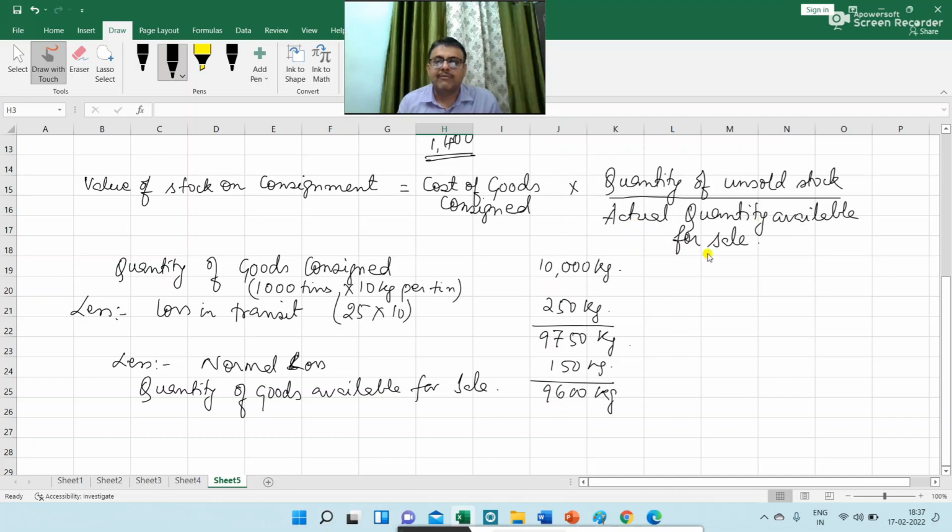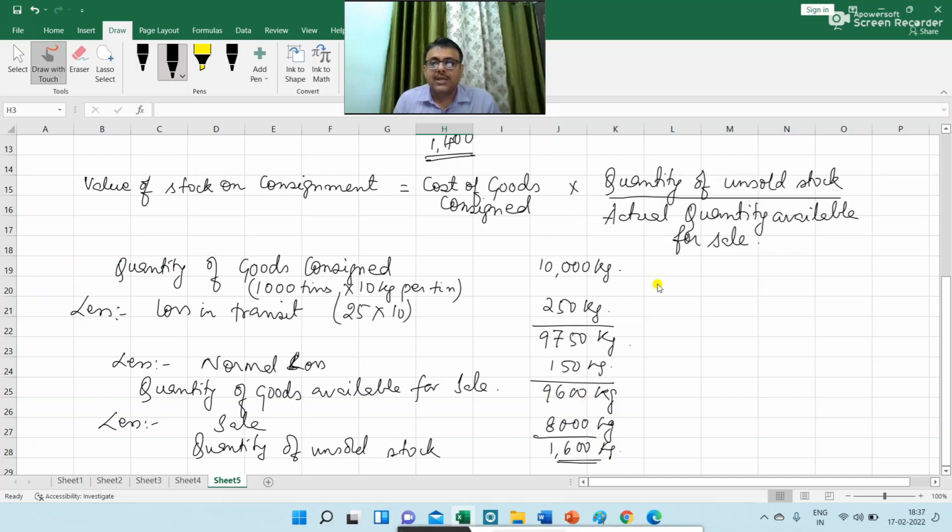So actual quantity available for sale is 9,600, less what is the quantity of sale? So sale is 8,000 kg. So 8,000 kg of oil was sold by Mr. Patil, who is the consignee. So what is the quantity of unsold stock? So quantity of unsold stock is 1,600 kg. So this is the second parameter I found out. So 9,600 kg is the actual quantity available for sale and quantity of unsold stock is 1,600.